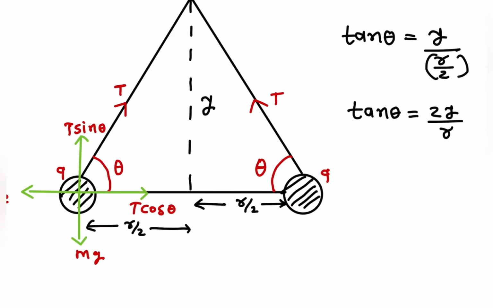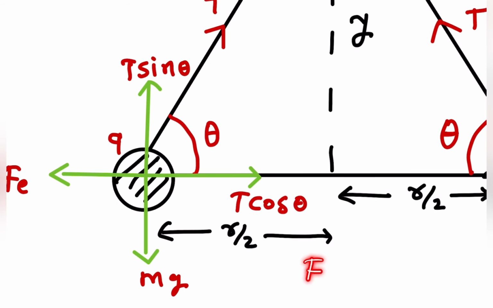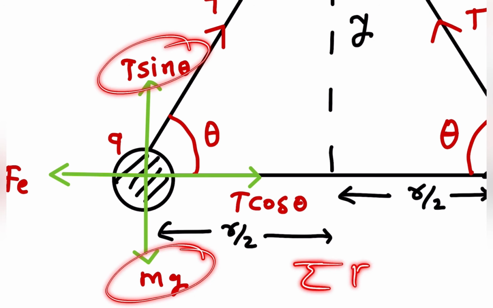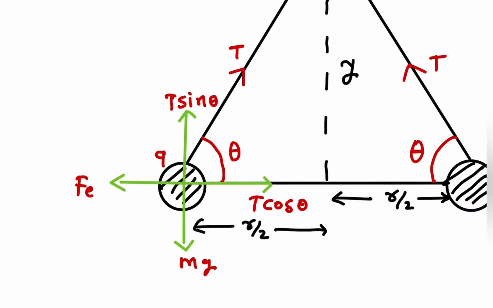So for sigma Fx, you can say that Fe is equal to T cos theta, because those are the horizontal forces which are equal, and the vertical forces, that is T sin theta in the upward direction, and W equal to mg, that is the weight force that acts in the downward direction. So T sin theta is equal to mg, that means sigma Fy is equal to 0 and sigma Fx is equal to 0.